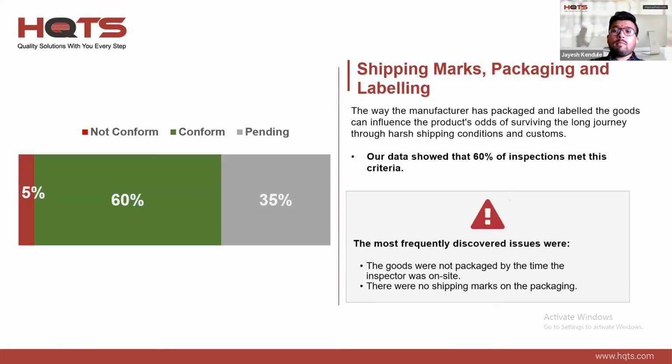The last one is shipping marks, packaging, and labeling issues. So the complete product has now been analyzed. Now we will go with the marking, labeling and packaging. The way the manufacturer has packaged and labeled the goods can influence the product's ability to survive a long journey through harsh shipping conditions and customs. With major suppliers, export and import is happening, and the product is shipped through the seaways, which requires quite a long journey and harsh environments, like loading and unloading conditions, which are actually uncertain.